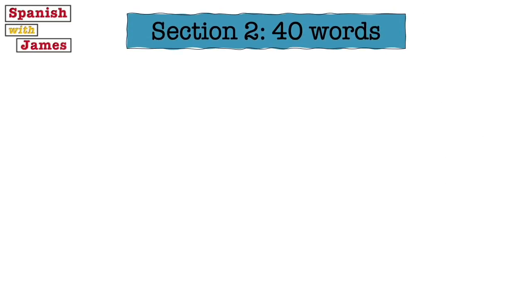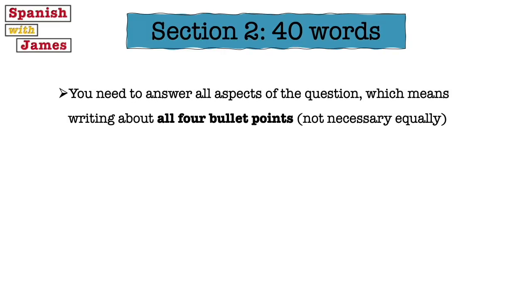the exam. Section 2 is the 40-worder, and to succeed in this you need to make sure you answer all of the questions, all aspects of the question, and that means answering all 4 bullet points. You don't need to write the same amount about each bullet point. You might write a couple of sentences for one, 3 sentences for another one, but you need to make sure you've ticked all those bullet points off.